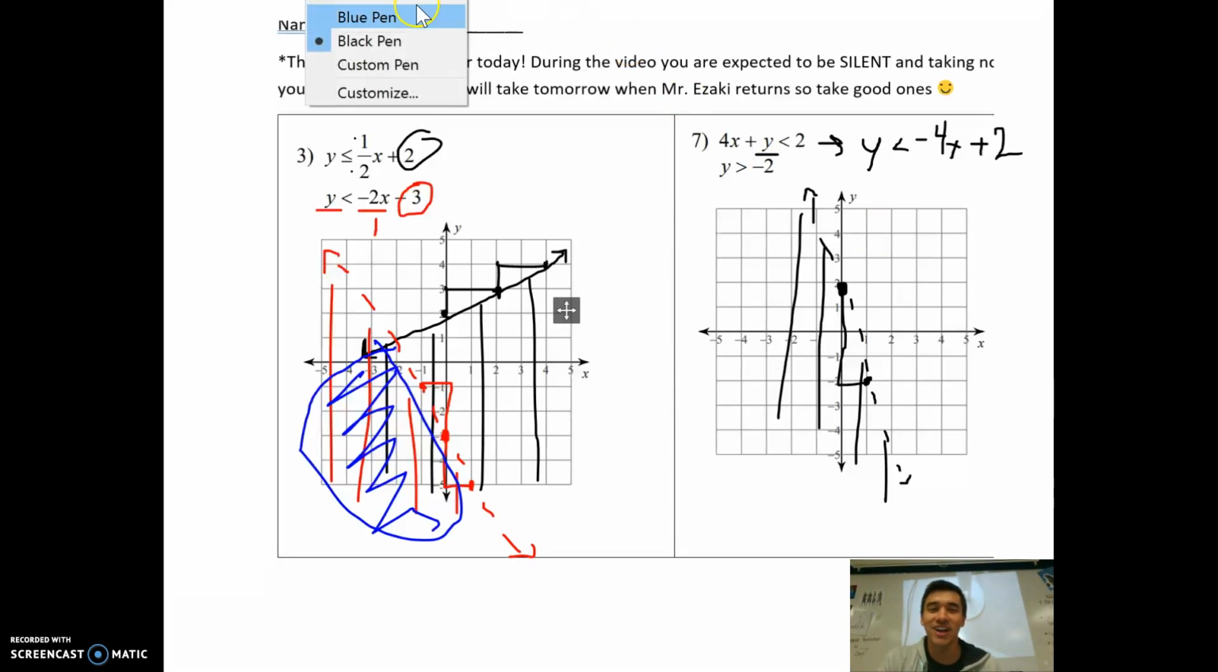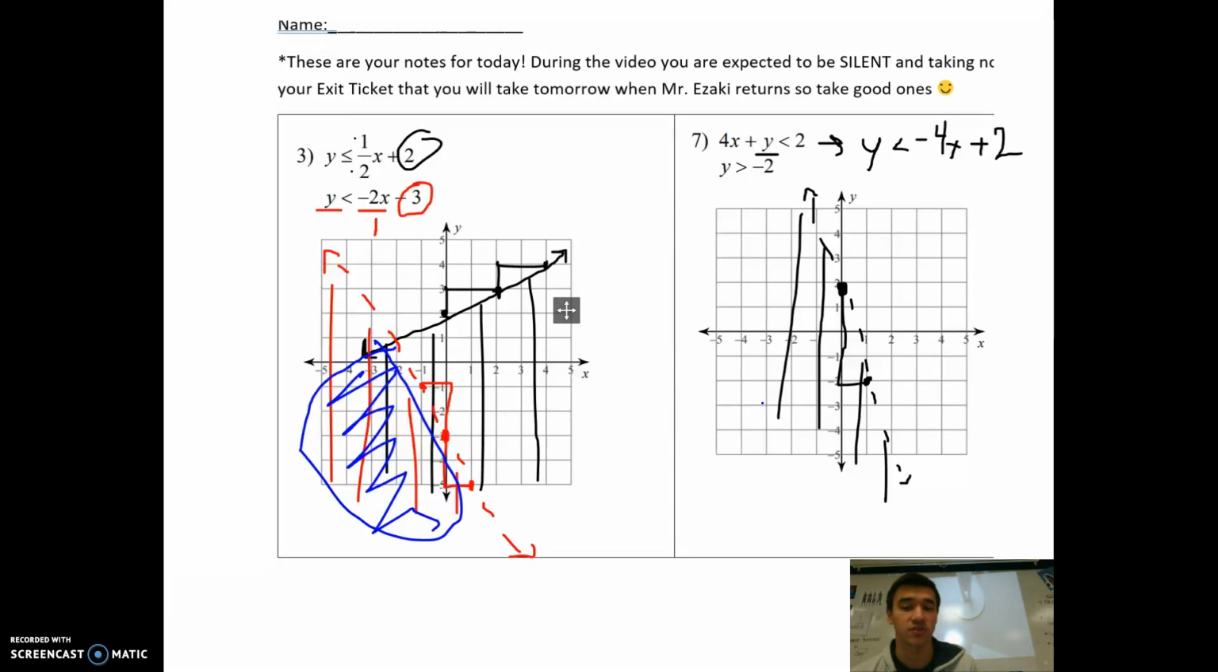Now, switch colors. I'm going to go to blue this time. Okay, this one is going to throw us off because we only have y is greater than negative 2. There's no x. If y is greater than negative 2, we first need to think about what the line's going to look like. If it's y equals negative 2, we know it would just be a line that hits at negative 2 on the y-axis. But since it's y is greater than, we know it's a dashed line. So we're going to do a dashed line at negative 2.